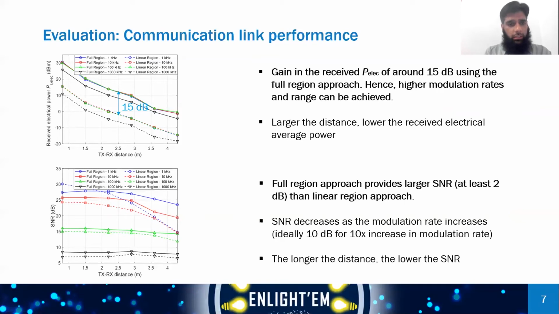Ideally, there should be a 10 dB decrease for every 10x increase in modulation rate, which is prominent here between, for example, the green and red lines. You can see there is a 10 dB difference. So these results are aligned with the theoretical concept I showed just before.